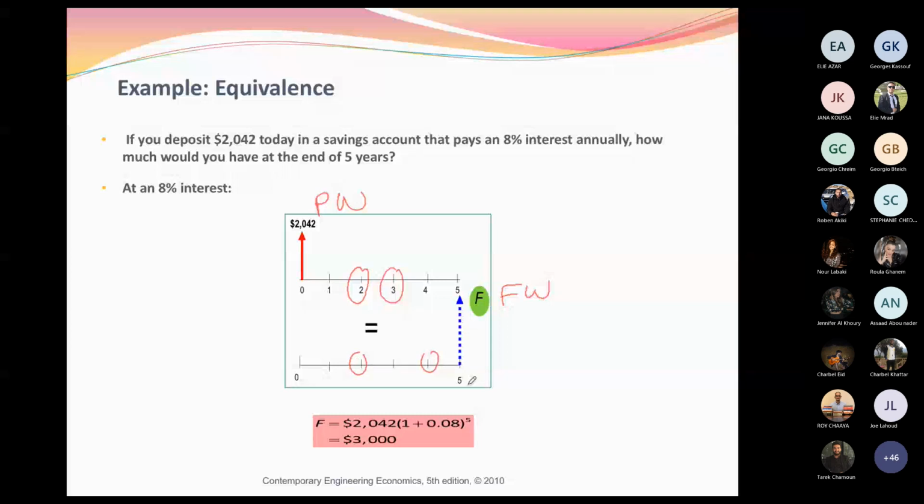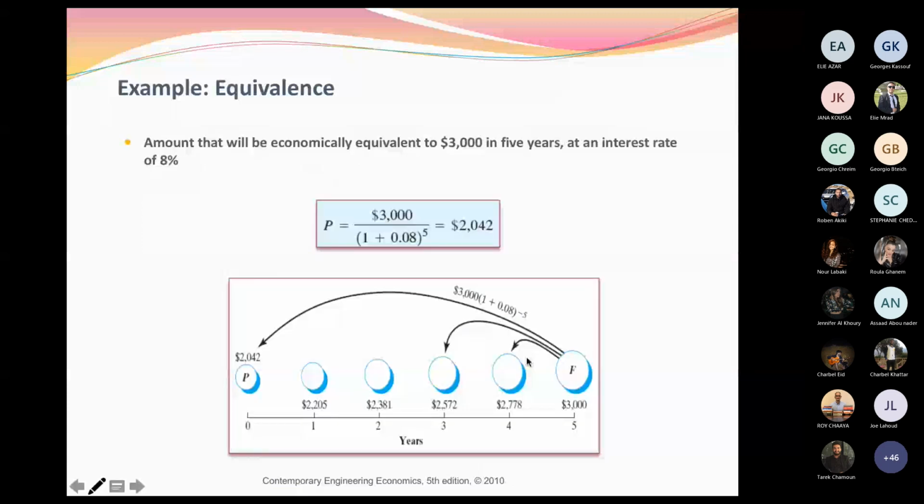Let's see it in the other direction: what amount will be economically equivalent to $3,000 in 5 years? So what is the amount that will be equivalent to $3,000 in 5 years? What do I do? $3,000 in 5 years is P times (1 plus 0.08) to the 5. What is P? P is 3,000 over (1 plus 0.08) to the 5.